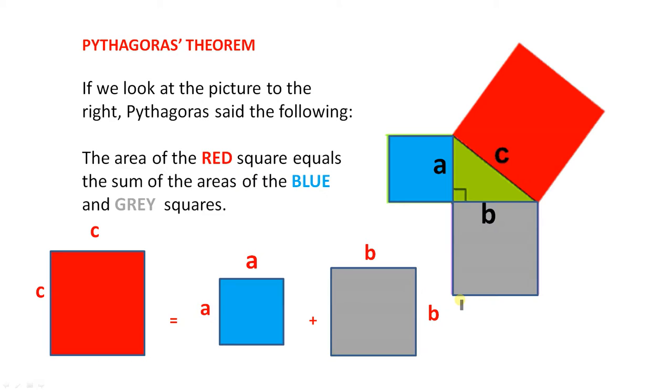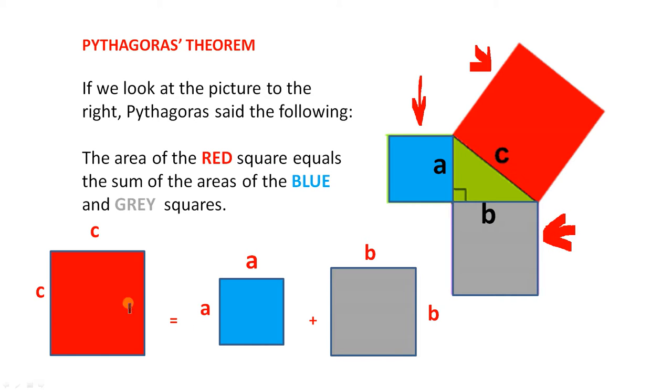Pythagoras' theorem. If we look at the picture to the right, Pythagoras said the following: the area of the red square equals the sum of the areas of the blue and grey squares. So if you work out the area of this red square, it is equal to the sum of the areas of this square and this square.